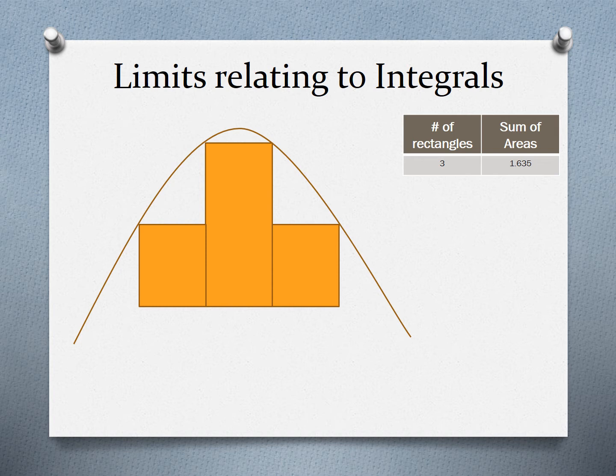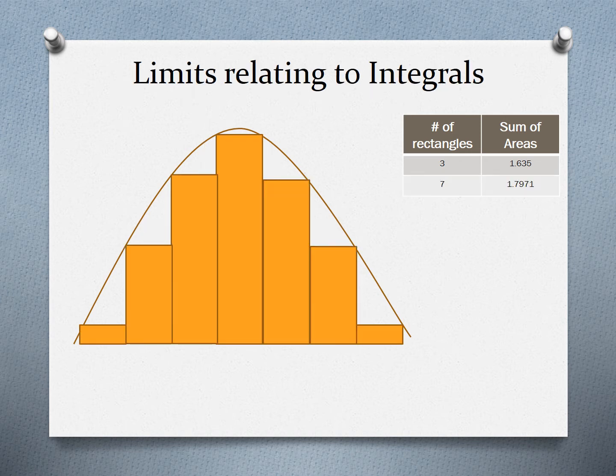However, I see that there's a lot of white space under that curve, and I want to account for that because I'm really trying to describe the area under the curve. And so I'm using integrals to do that. So I'm going to integrate sort of pictorially here. I'm going to increase my number of rectangles, and then I'll measure those rectangles.